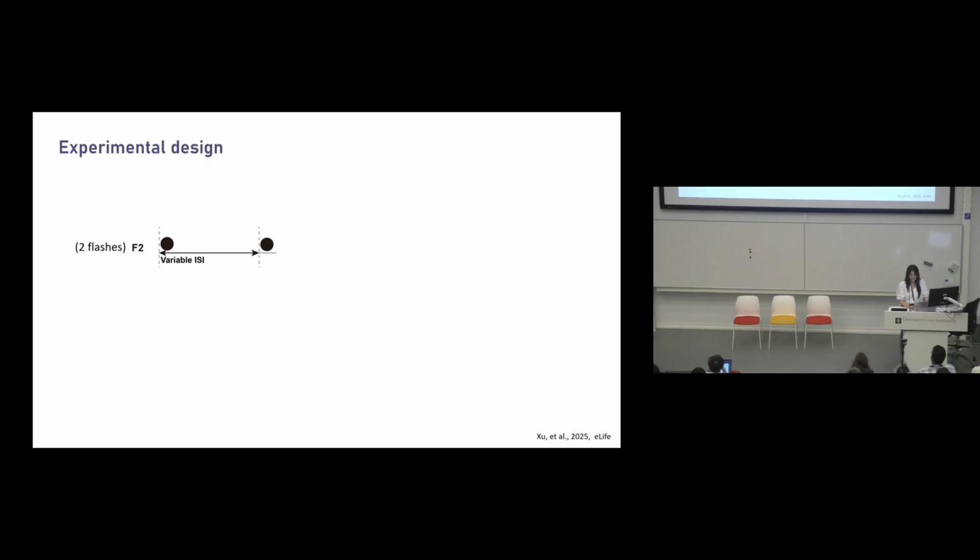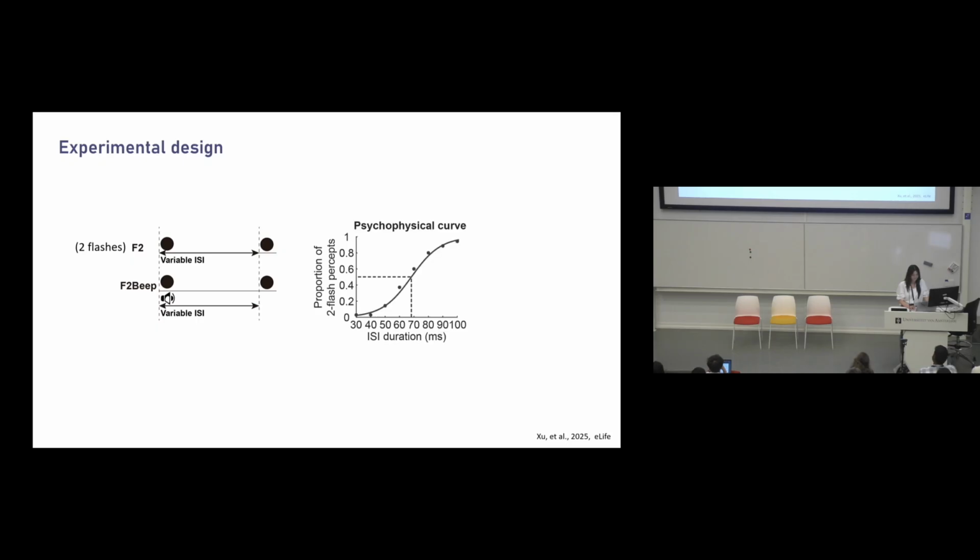In our study, we have two conditions. In the F2 condition, we present two consecutive flashes. In the F2 beep condition, the first flash is presented with a single beep, and then we present the second flash. As for the interval between flashes, we used the fusion threshold to induce bistable perception. The fusion threshold is determined as the point at which the one-flash percept and the two-flash percept are equally likely to be reported.